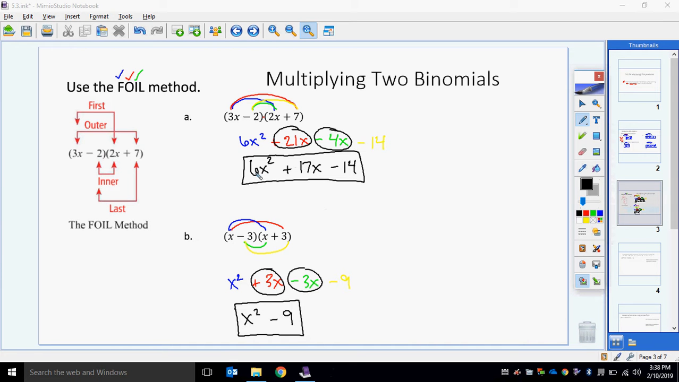Okay, so on the first one, you should have gotten 6x squared plus 17x minus 14. Oh, we already did that together. Sorry, the second one we did, you did x squared minus 9 would be your final answer. After you combine the like terms, they cancel out.